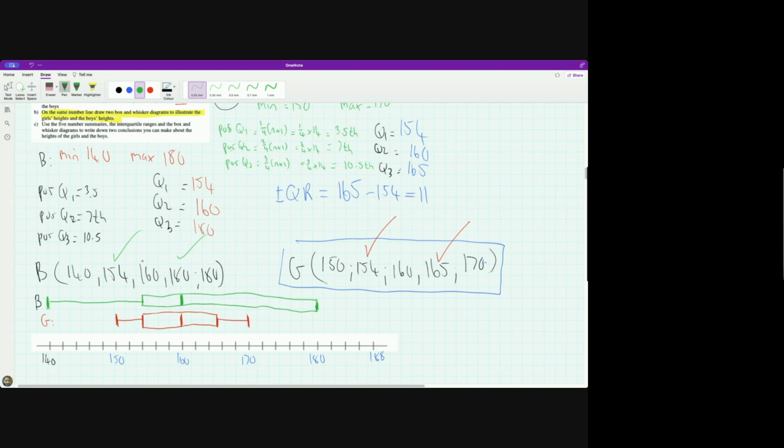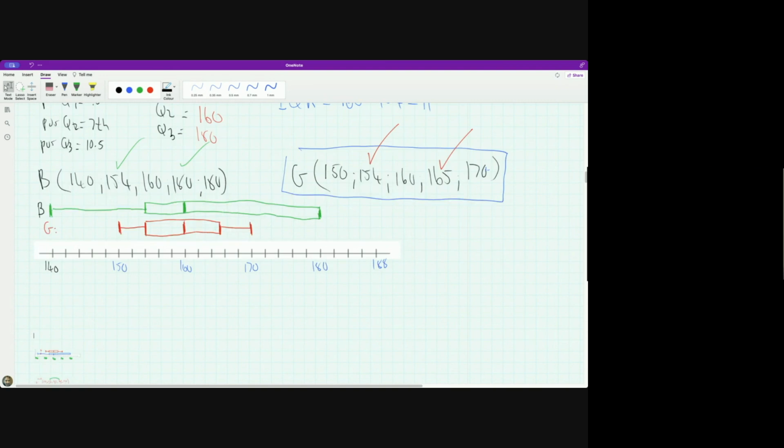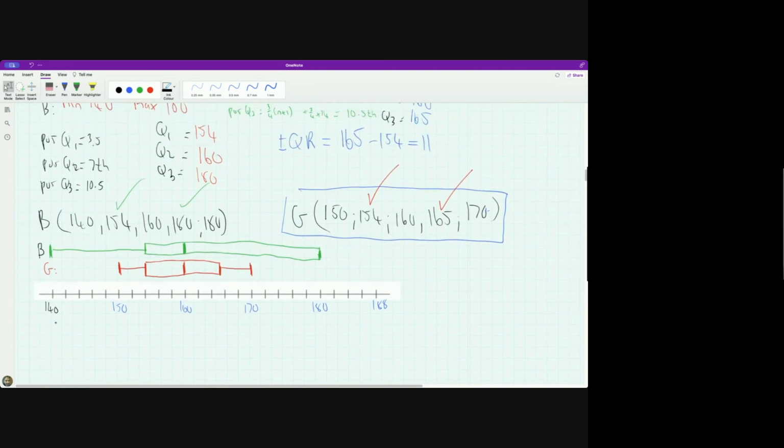So as we look at this, the final question here says, use the 5-number summaries, the interquartile range, and the box and whisker to write down 2 conclusions you can make about the heights of boys and girls. So this is a bit of an open-ended question. And there's a couple of different things you could say. I'm just going to show you some of the interpretations that I would think about. But there are a couple of ways, different facts you could use.